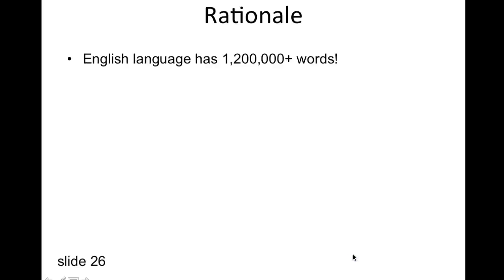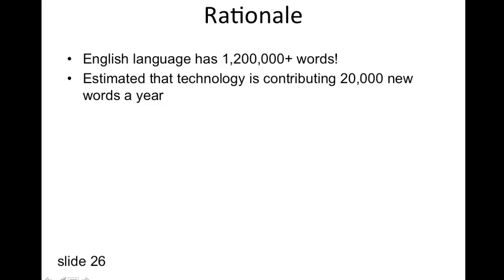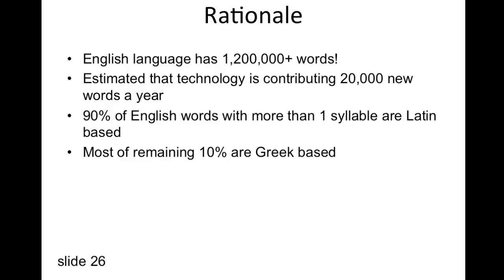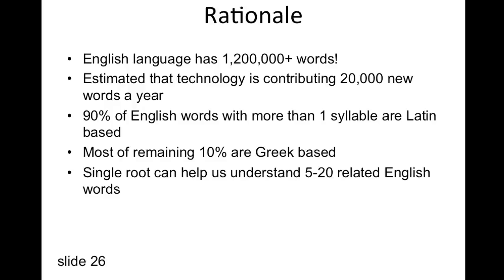So we know that English has over 1 million words in it, and it's growing every single day. In fact, it's estimated that technology is contributing 20,000 new words a year. 90% of English words with more than one syllable are Latin-based. So again, if we can familiarize ourselves with what some of those Latin-based words are, we'll have a really good basis on which to decode our language. Most of the remaining, or 10% of those words, are based on the Greeks. A single root word can help you to understand 5 to 20 related English words.